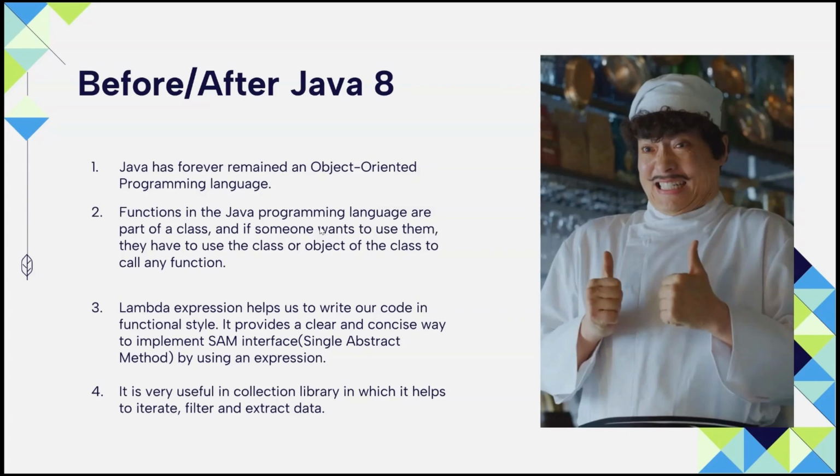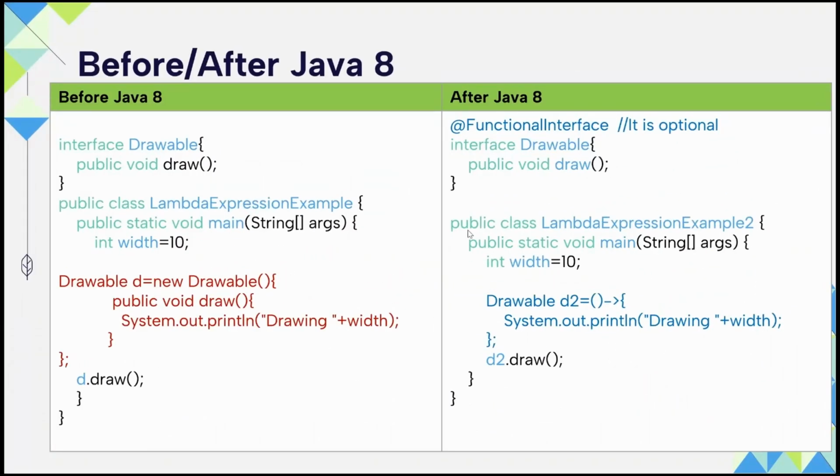It is a single abstract method where you could write an expression to explain your manipulation or calculation or any kind of code. Just a simple abstract method which you could express in a lambda expression. It is very useful in collection libraries in order to iterate, filter, and extract data if you have a huge amount of data. Let's see a quick syntax of Java before Java 8 and after Java 8.